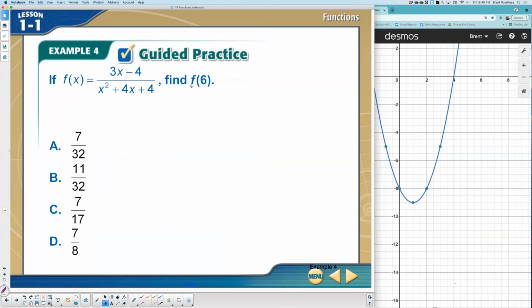Here's what I recommend. First, find f of 6 in the numerator, and then eliminate any answer that does not give you that numerator. Then find f of 6 in the denominator. Eliminate by denominators, and you ought to be able to come up with the only answer up there. So plug in 6 to your numerator, plug in 6 to your denominator.